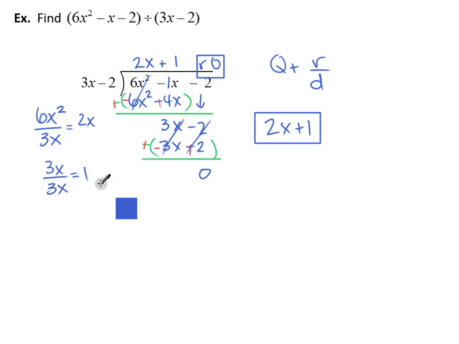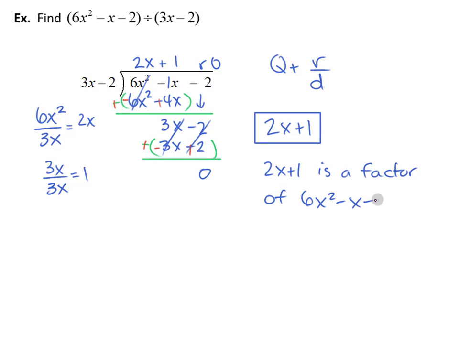So what does it mean that we got a remainder of 0? That tells me that 2x plus 1 is a factor of 6x squared minus x minus 2. Because we got a remainder of 0, right? And in fact, our divisor, of course, is also the other factor. I meant to say 3x minus 2 is definitely a factor, and of course we found the other factor by dividing. But either way, they are both factors. So we found the two factors.